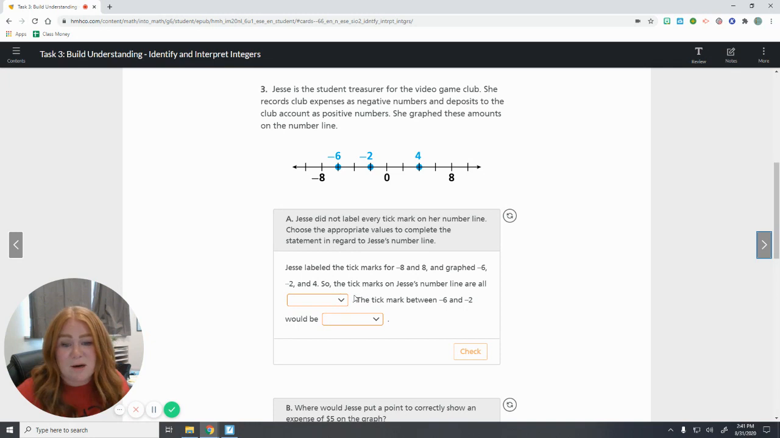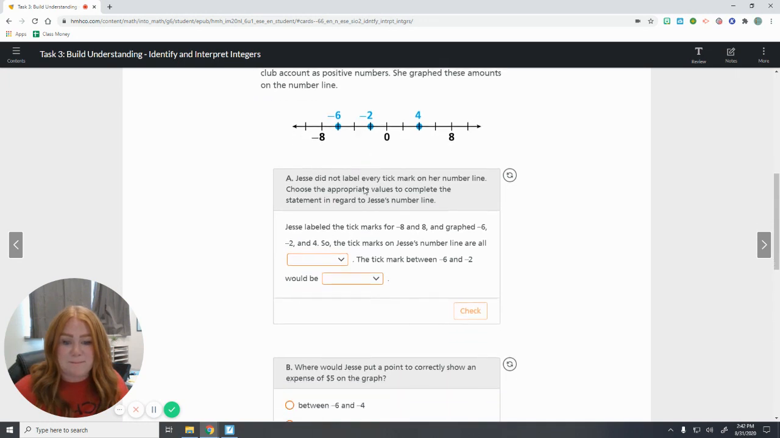So the tick marks are all how far apart? If we're going here, this first one shows me that it was counting by what? And then if I was over here, 2, 4, 6, 8, 10, all in the negatives. So this one dropping down, what is she counting by to label all of those tick marks? And if you were listening, I actually just told you the answer. So what would this tick mark be here between -6 and -2? If we're counting by that, what would be right here between those?